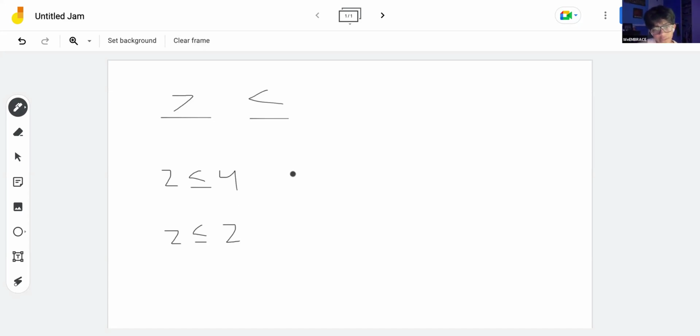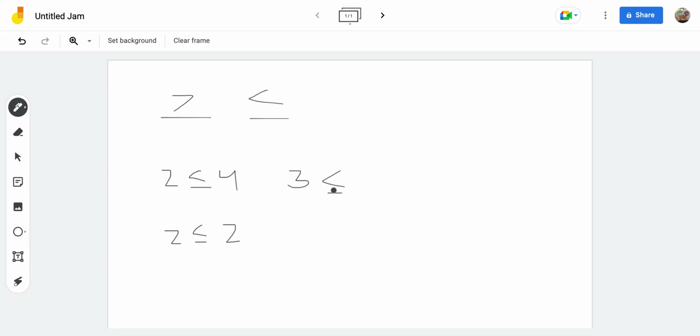So, what if I have 3 is less than or equal to? What could be an answer to this? 3 is less than or equal to what? Write it down. Give me 2 answers. 3 is less than what? Less than or equal to what? 3 is less than 4.